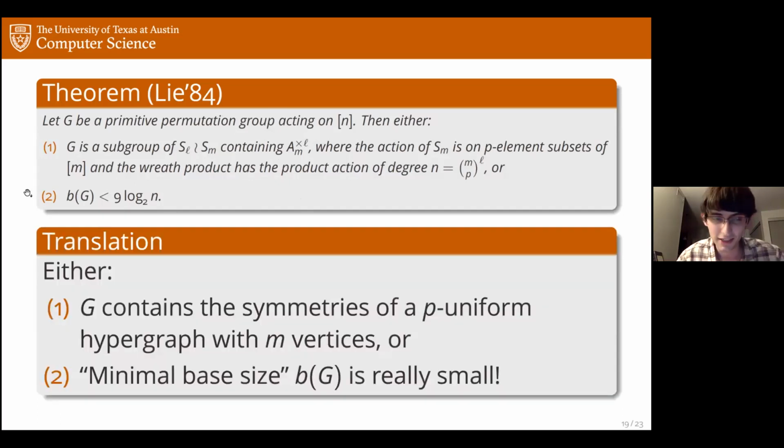What I do want you to read is this translation into English, which shows that essentially for any primitive permutation group, either in some sense G contains the symmetries of some hypergraph, in which case we can prove via the results of the previous section that there are no speedups, or this quantity B of G, this minimal base size, is really small. In fact, so small that we can always construct a function that's symmetric under G with a large separation between randomized and quantum query complexity.